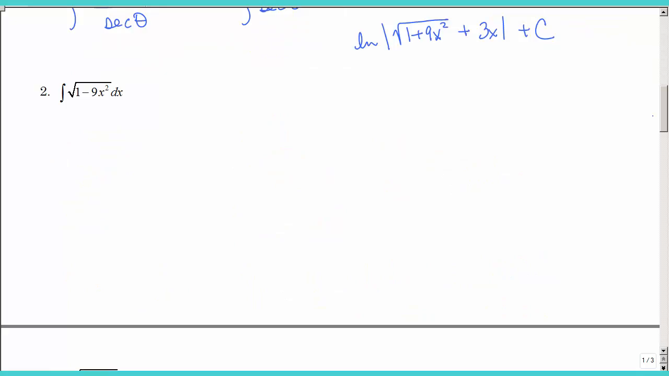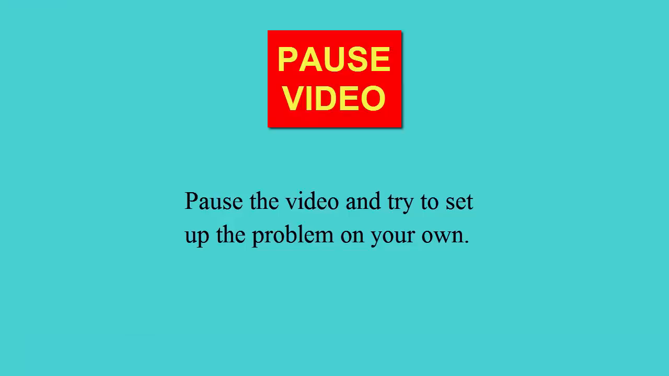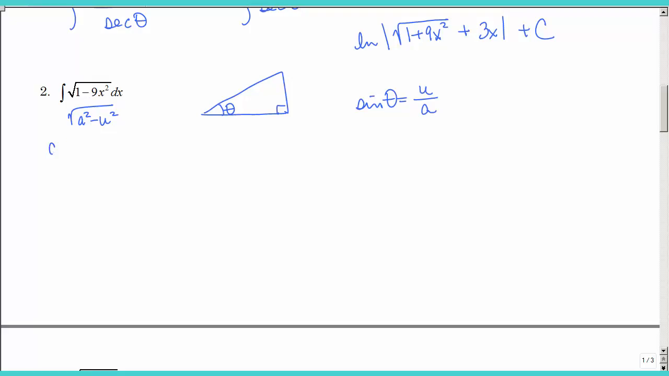This problem is kind of like an arc sine in that it's in the form of the square root of a squared minus u squared, but not quite arc sine, because that would be in the denominator. But that does tell me I'm going to use the sine of theta, which is opposite over hypotenuse. So a is 1 and u is 3x. Then label the missing side using the Pythagorean theorem. Remember, a squared plus b squared equals c squared, rearranging, and you're going to get 1 minus 9x squared.